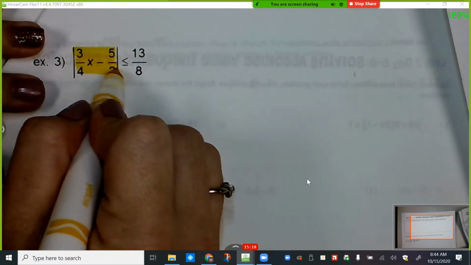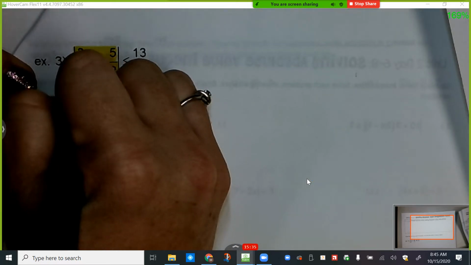So, always pay attention. Is my absolute value alone on one side of the inequality?